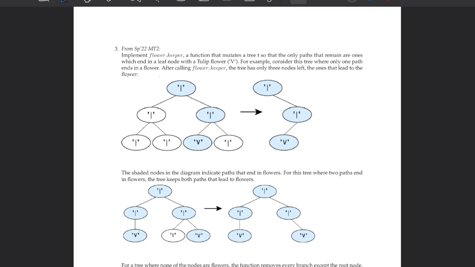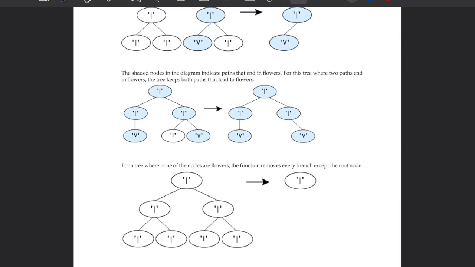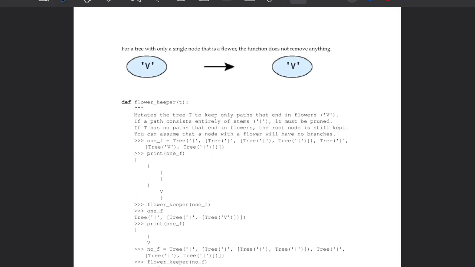For example, consider this tree where only one path ends in a flower. After calling flower_keeper, the tree only has 3 nodes left, the ones that lead to the flower. The shaded nodes in the diagram indicate paths that end in flowers. For this tree, where 2 paths end in flowers, the tree keeps both paths. For a tree where none of the nodes are flowers, the function removes every branch except for the root node. For a tree with only a single node that is a flower, the function does not remove or mutate anything.